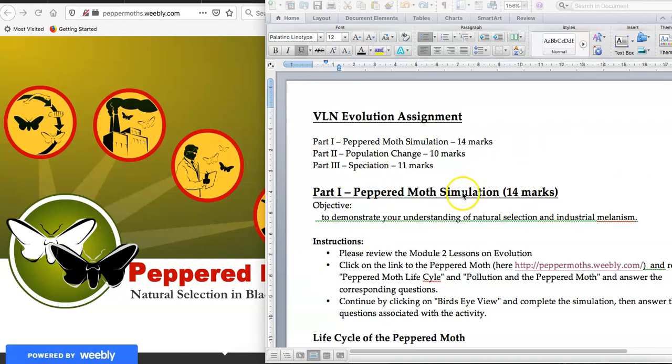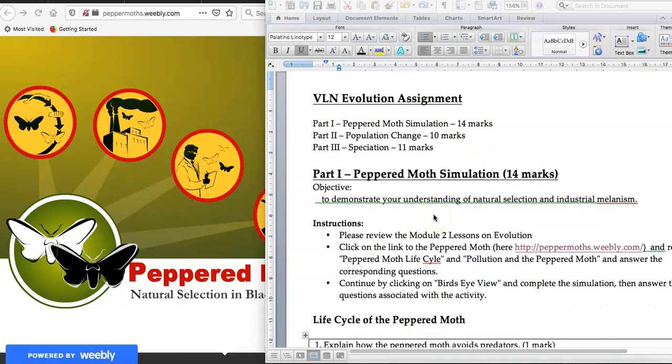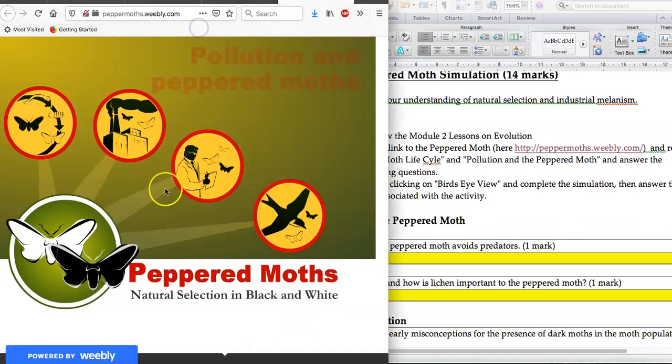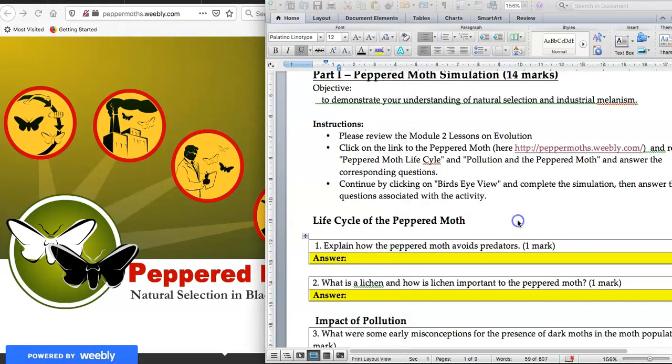Peppered moth, part 1. Basically, you follow the instructions, and if you click this link, you're going to bring up this Flash-enabled thing. I've never had a problem bringing it up. I use Firefox. I've never had problems with Chrome either. But you do need Flash enabled. So it's broken down into multiple sections, and the key here is the life cycle of the peppered moth.